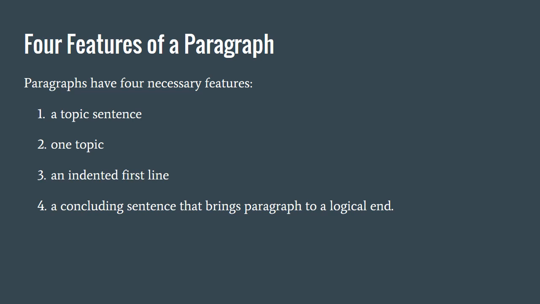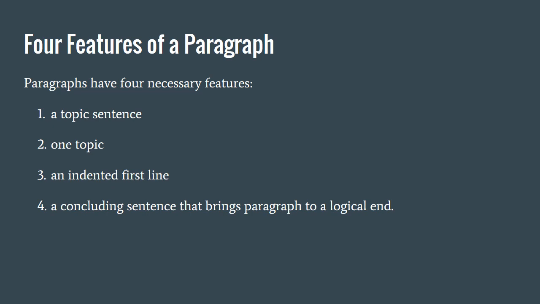So there are 4 features of a paragraph. And these are necessary features, so they must be there. First of all, we need our topic sentence. Like I said before in the introduction, that is basically your paragraph in a sentence because it wraps up the entire paragraph and says what it's going to be about and what it's not going to be about. Okay? It needs to be about one topic.